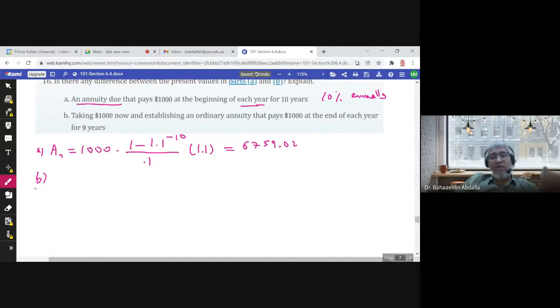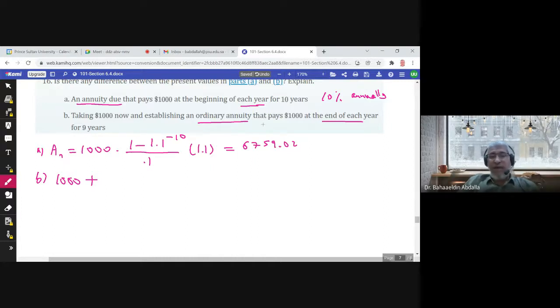Taking $1,000 now, okay, and establishing an ordinary annuity that pays 1,000 at the end of each year for 9 years. Okay, I'll use 10% annually also. So I'll take 1,000 now. So this is this amount, I'll take it. And I'll take A_n, the present value of this annuity that pays at the end of each year for 9 years.